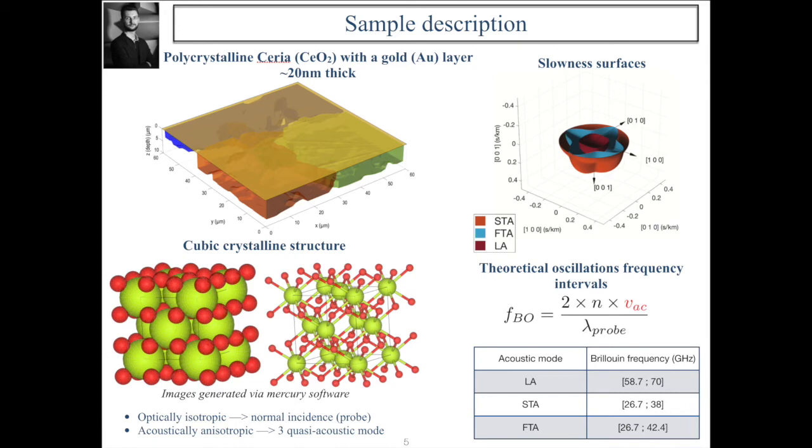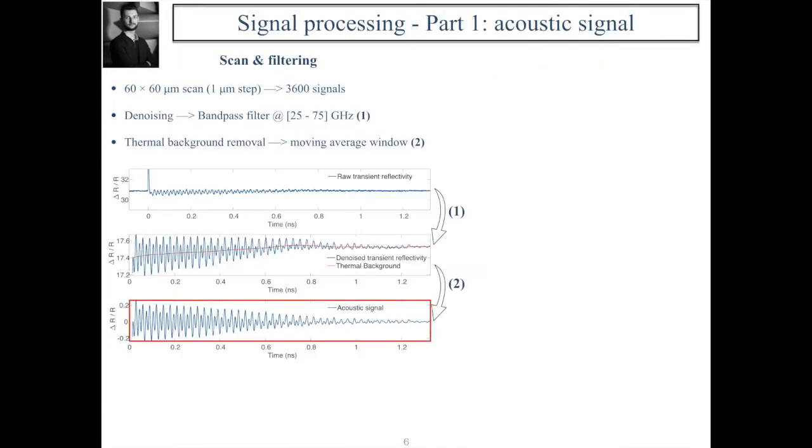A scan of the ceria sample is realized with NETA on a 60 × 60 micrometer square area with a 1 micrometer step in both X and Y directions. The first step of the signal processing aims to extract the acoustic component of the reflectivity signal measured with the photodiode.